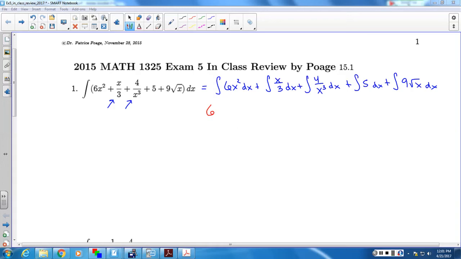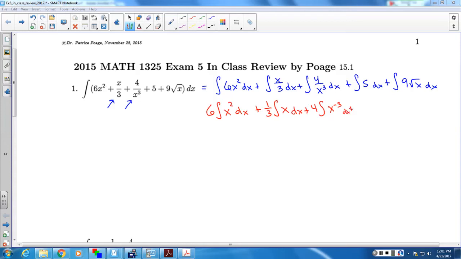This first one I can pull a 6 out. The next one I can pull a 1/3 out. This one I can pull a 4 out, and I'm going to go ahead and take the x cubed up to the top and make it x to the negative 3. So remember, if you have a number on the bottom, you have to pull it out. If you have an x on the bottom, you can pull it up.